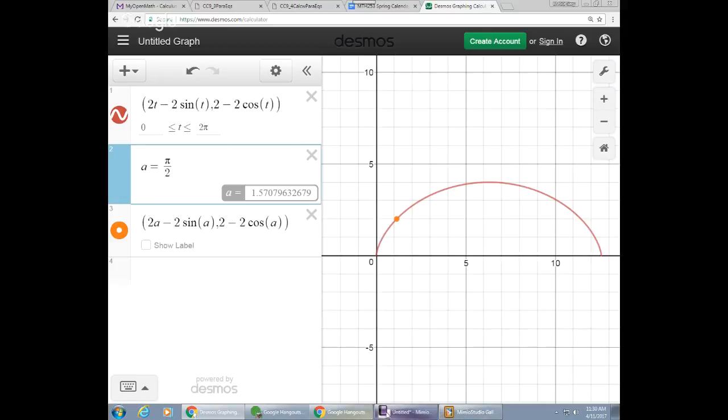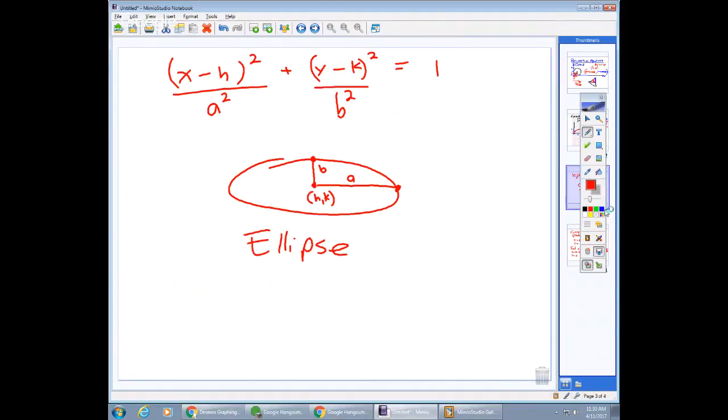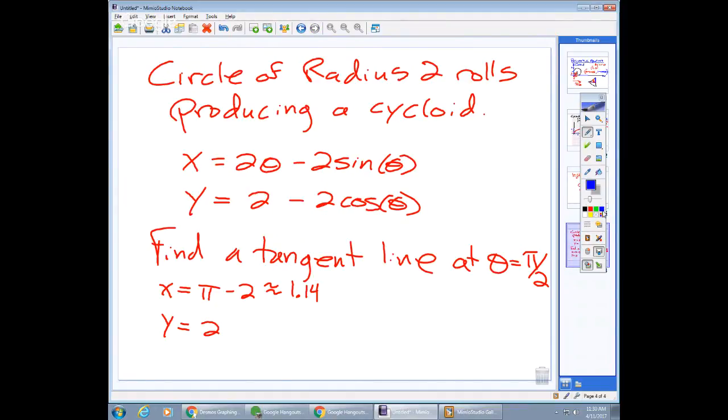Okay. Next, how to find the slope. Well, slope, so I have a point, right? New color, come on, colors, get back here. All right. Slope, well, we have a definition for that. It is the instantaneous rate of change, dy dx. But I don't have y as a function of x here. What I do have is y as a function of theta and x as a function of theta.